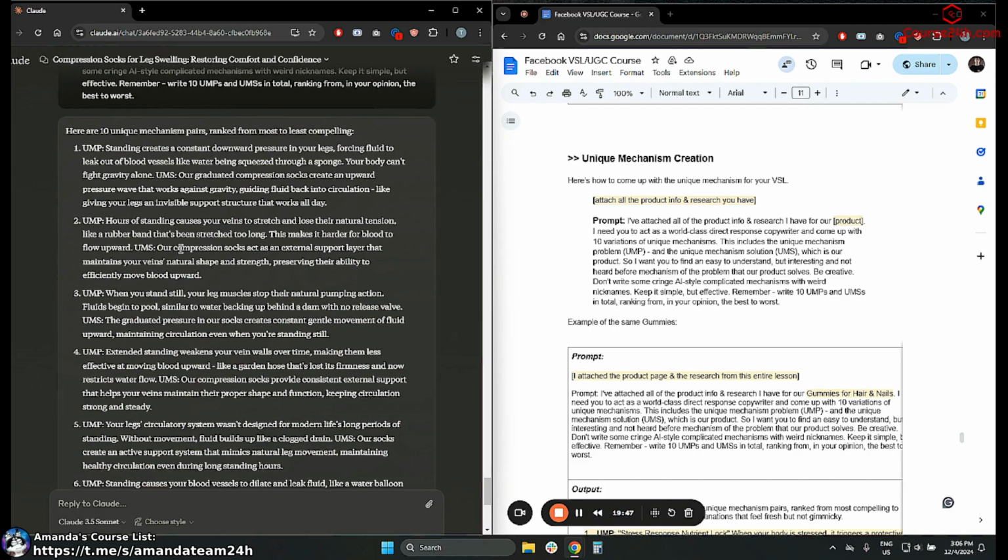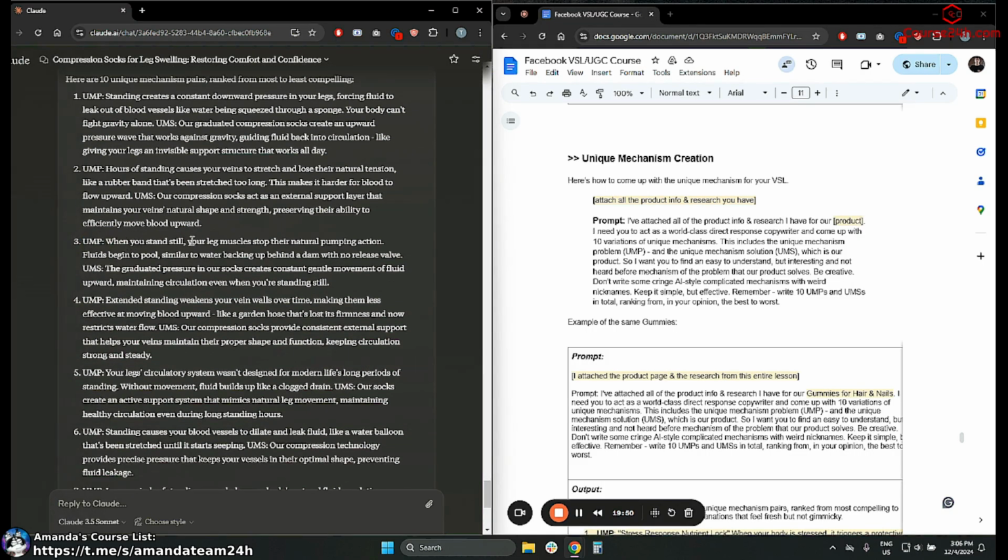So I would put this one: hours on your feet stretch and loosen up your veins. And another mechanism is: when you stand still, your muscles stop their natural pumping action. Fluid begins to pool, similar to water backing up behind a dam with no release valve. And the solution is that the graduated pressure in our socks creates constant gentle movement of fluid upward, maintaining circulation even when you're standing still.